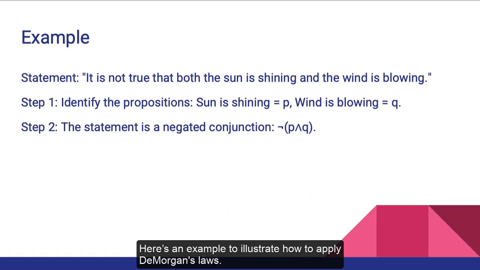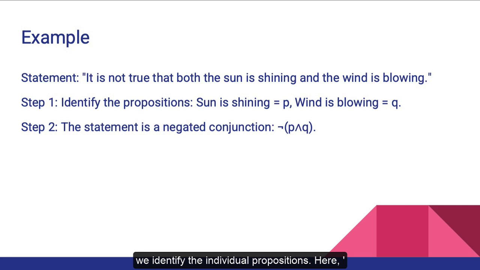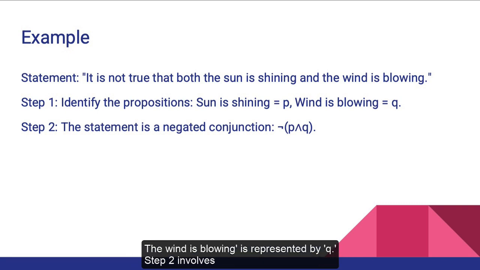Here's an example to illustrate how to apply De Morgan's laws. Our statement is, it is not true that both the sun is shining and the wind is blowing. In Step 1, we identify the individual propositions. Here, the sun is shining is represented by P, and the wind is blowing is represented by Q.